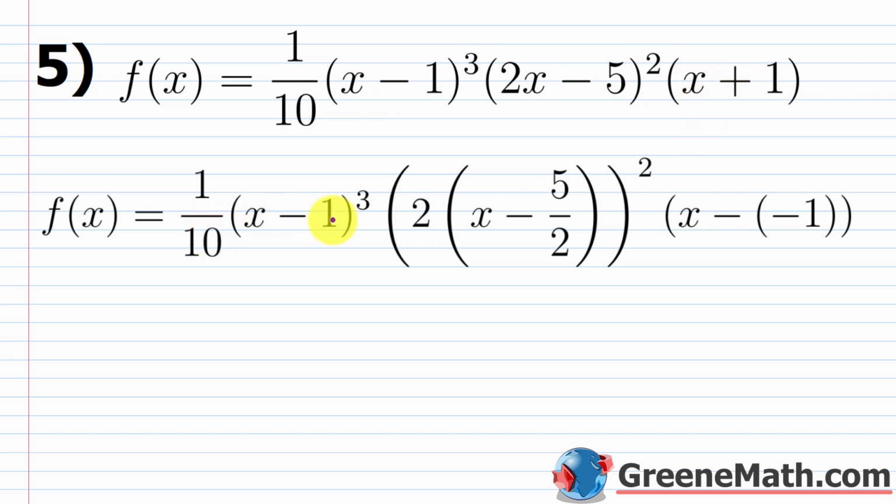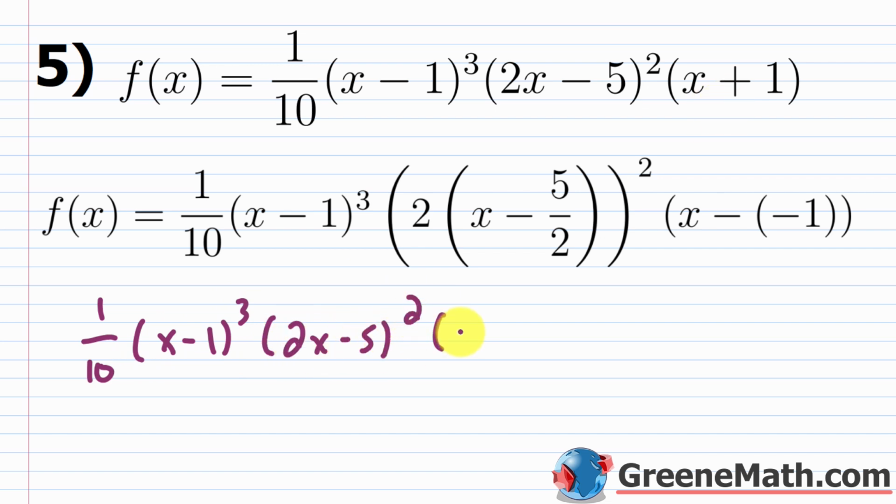Now, you see that I've done some factoring here. I'm going to explain this in a moment. Remember, there's different ways you could get your zeros and come up with your x-intercepts. So one way you can do this, probably the most common approach, is just to take this right here, set it equal to 0, and then solve using the zero product property. So let's just do that first. So we would have something like 1/10 times (x - 1)³ times (2x - 5)², and then times your quantity (x + 1), we're going to set this equal to 0.